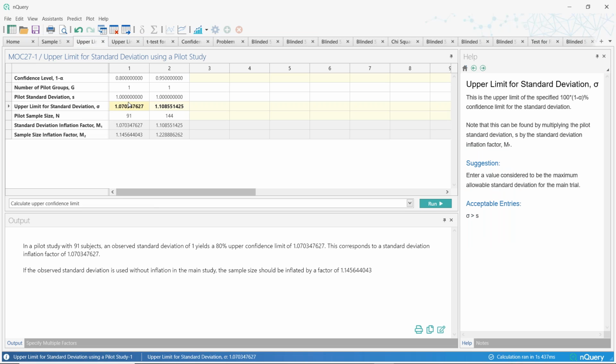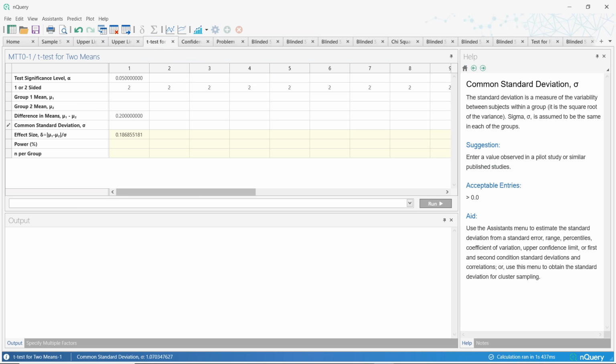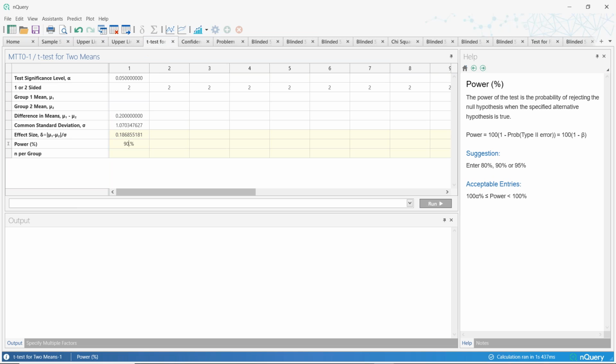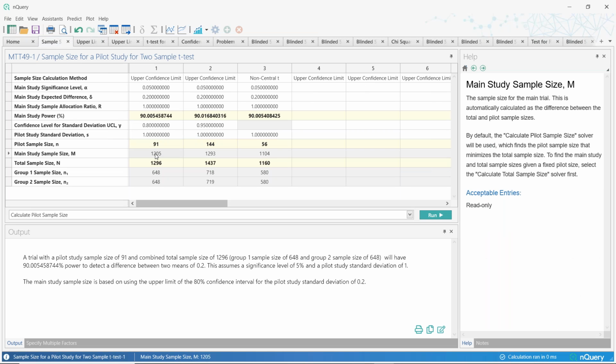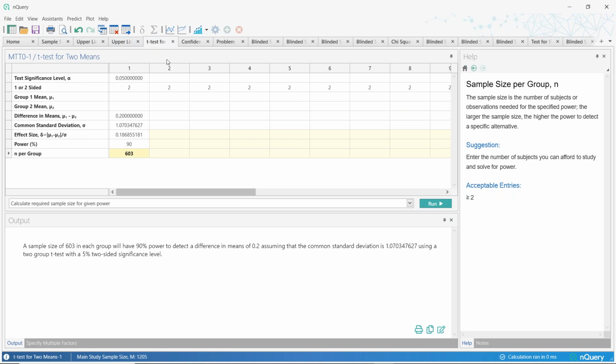So remember, what we got from the pilot study was a standard deviation of 1. But if we want to be pessimistic and ensure that there's a high chance that the value in our actual trial would be lower than some upper bound, then these are the values we've calculated for the upper confidence limit. So if we input that instead and then put in our power of 90%, we'll get 603. And if we double that, we get 1206, which is effectively the same as 1205. And of course, if we were to do the same for 1293, we would get the same type of thing.